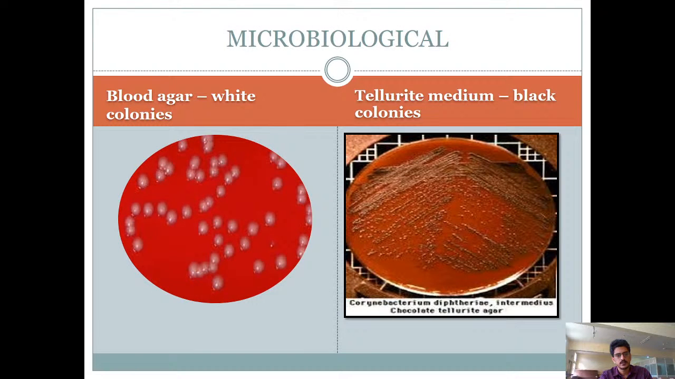And microbiologically, on blood agar it forms white, pearly white colonies, and on tellurite, black colonies. Okay, this is a picture on blood agar and on tellurite medium.